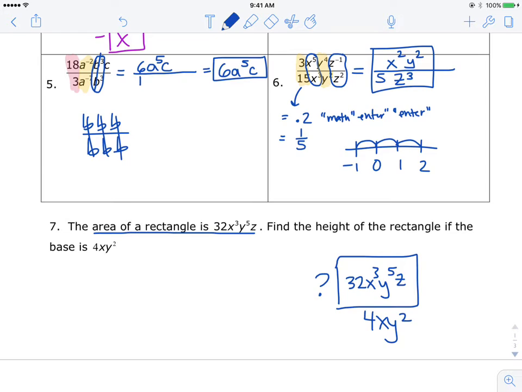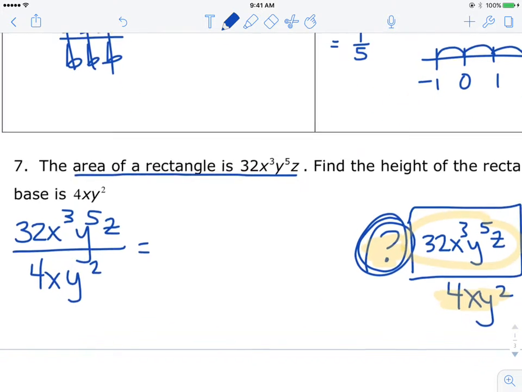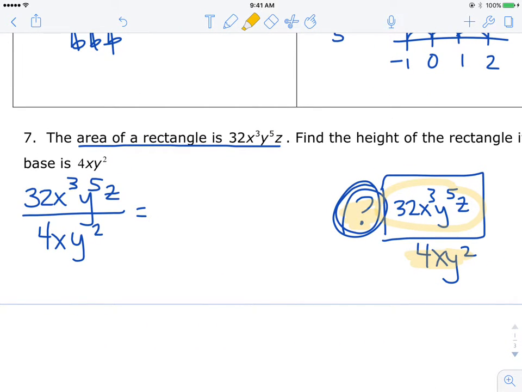All right, well, we're missing this side right here. What we know is that 4xy squared times this would give me my area. So if I need to find my missing side, I have to work backwards and I have to divide. All right, so let's set it up. We're going to take the area, right, because that's going to be the biggest term. That was our product before. We're going to divide it by the side we have, and this is going to give us the side that we're missing.